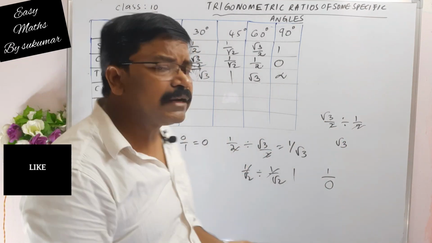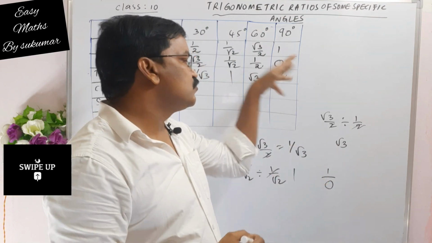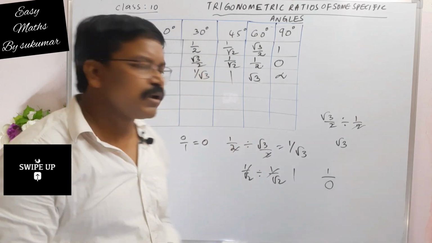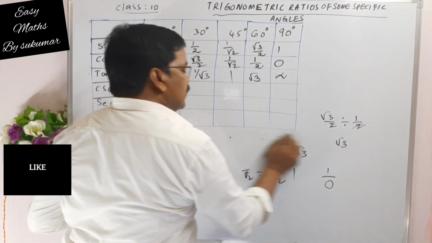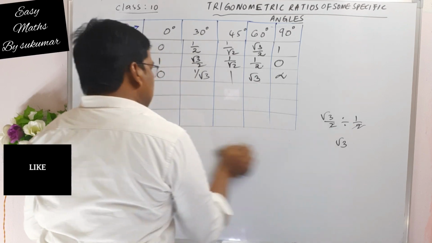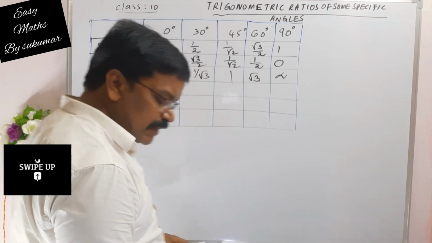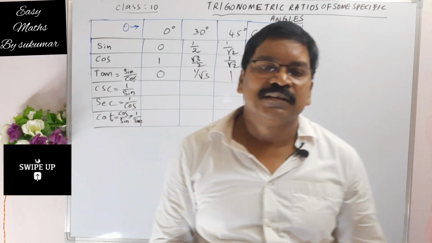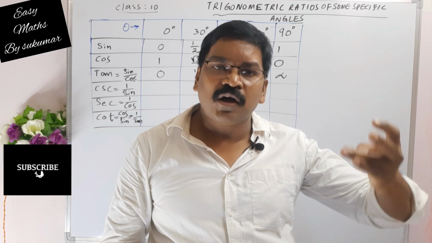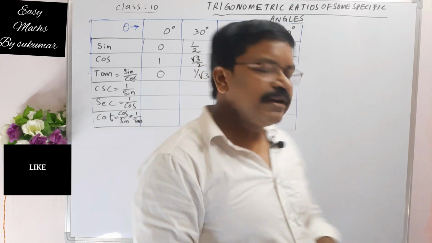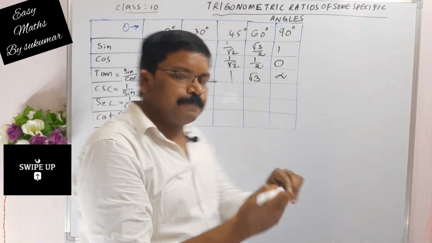Now, coming to tan 90, we should divide sin 90 by cos 90. That is 1 by 0, which is undefined. Okay, my dear students, now we have already found what tan is. Now it is very easy to write cosecant, secant and cot. Why? They are the reciprocals of sin, cos and tan. So, my dear students, to write cosecant, just make it reverse.